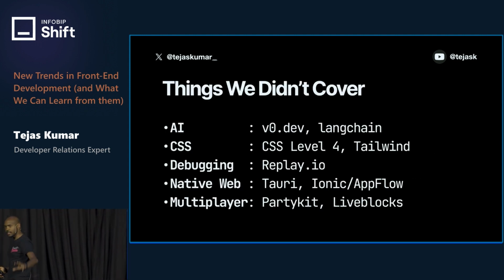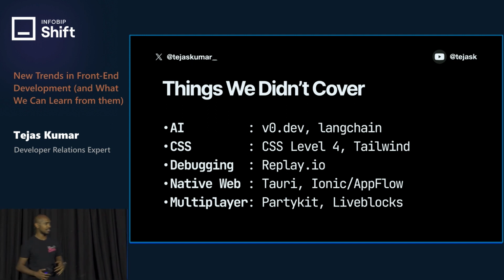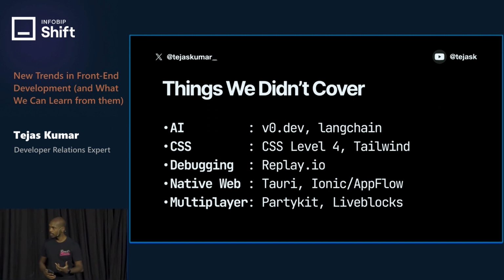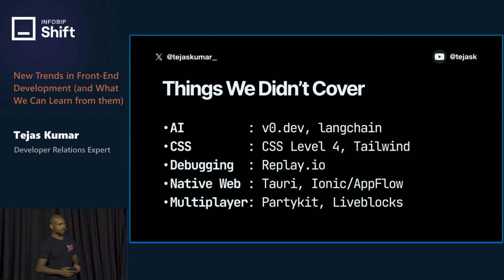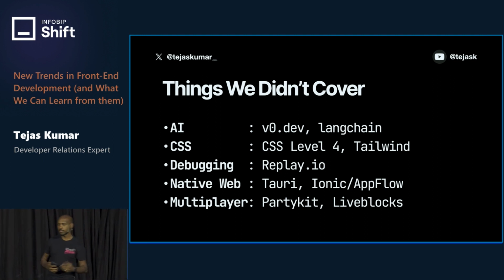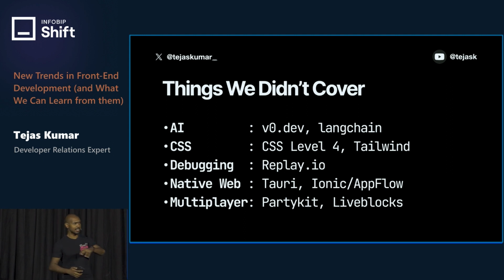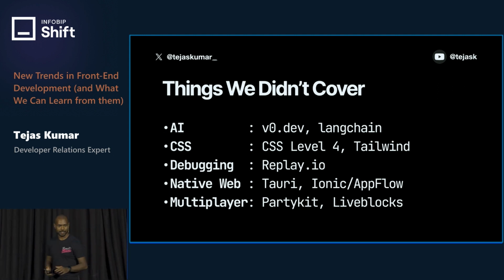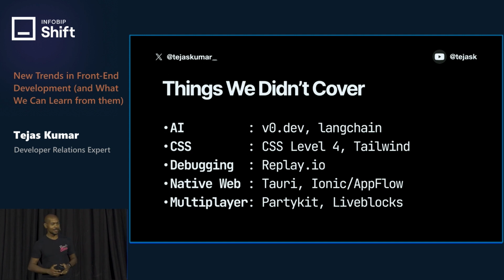There's a whole AI space with v0.dev that's happening. There's CSS, which is entering level 4. There's Tailwind, which is controversial, but extremely good. I will say that. There's ways to debug that are novel. There's native ways to build, to take web technology, combine it with Rust, and then build native and mobile apps like Tauri. And finally, there's things like PartyKit and Lib. All of these, again, are emerging things and worth paying attention to. Unfortunately, there's 30 minutes, but if I had an hour, believe me, we'd go deep on these.